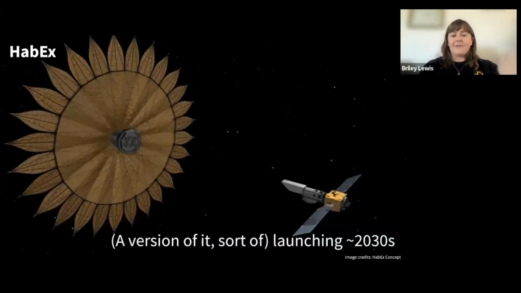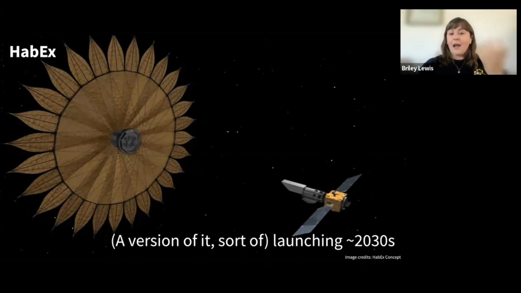And the reason that I say that for both LUVOIR, a version of it might be launching in the 2030s, is because these were ideas proposed before something called the decadal survey. Every 10 years, the decadal survey is a process where astronomers say, here are the things that I think are really important for the field in the next decade. And they write papers and submit them to a committee of astronomers. And then that committee reads through all of the input from the community and helps determine, okay, here are our recommendations for what is important for the coming decades.